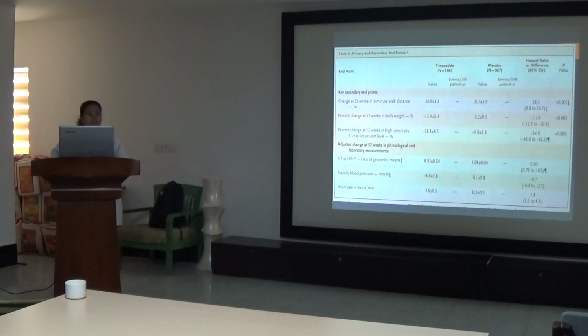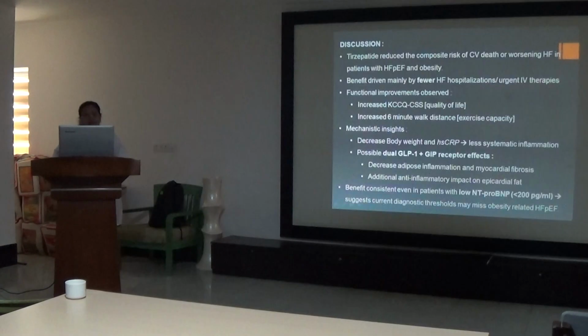This is that table. And for secondary, change in 6-minute walk distance was approximately 26 meters in the drug group. Percentage change in body weight was approximately 14%, and HSCRP level reduction was also approximately 38%. The change in body weight and HSCRP were both significant values. The NT-proBNP values did not show much change, practically no change. Systolic blood pressure reduced by 4 mmHg. That is one thing they have correlated. So these were the secondary endpoints.